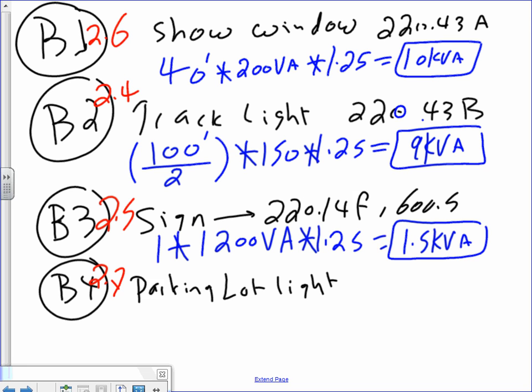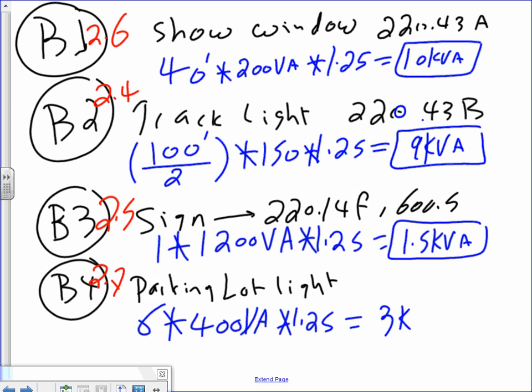Gentlemen, is there anything else related to the light? Remember, we're in the lights, special and general. We did the general. These are the special lights. We're still on the parking lot. How many fixtures do I have for my parking lot lights? Six. And what's the volt amp of each one of them? 400 volt amp, and multiply this by 1.25. That will give you 3 kVA.